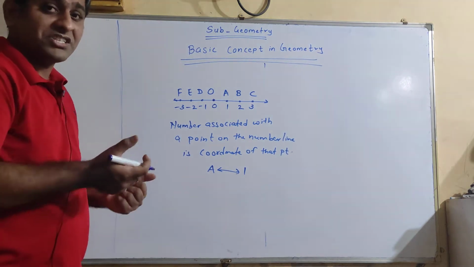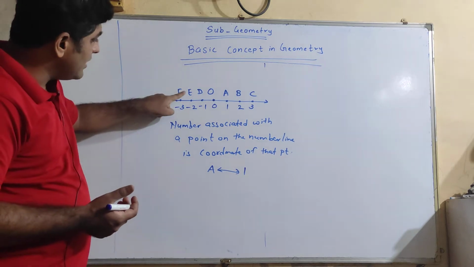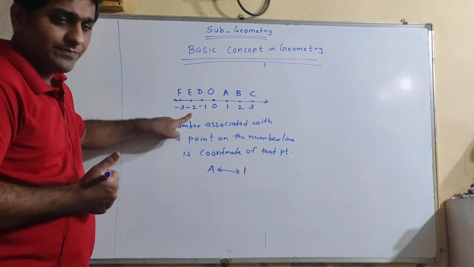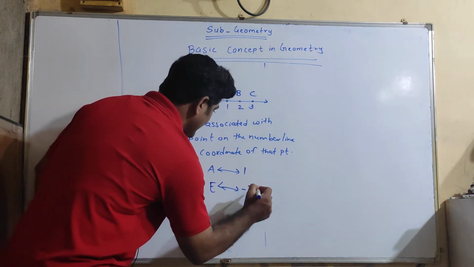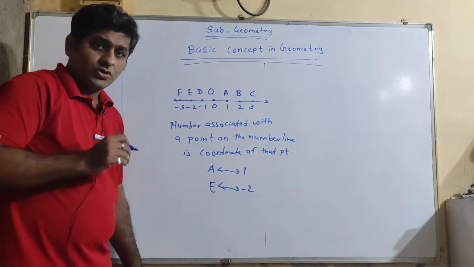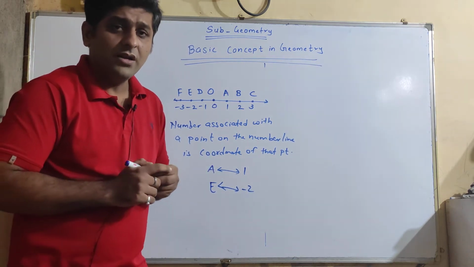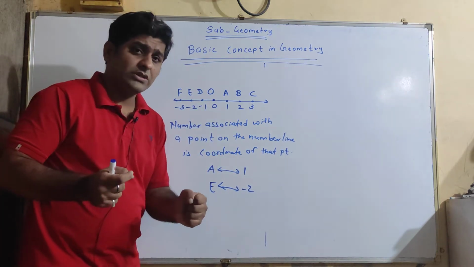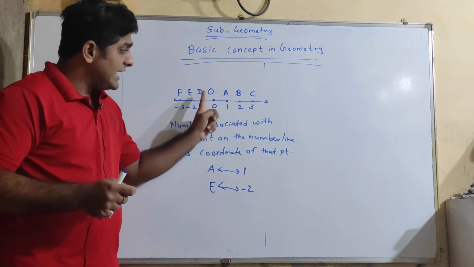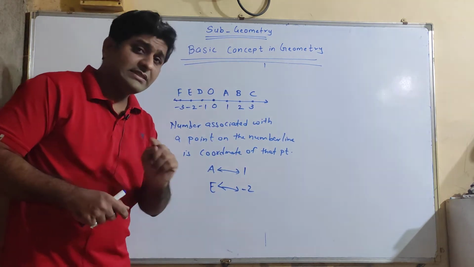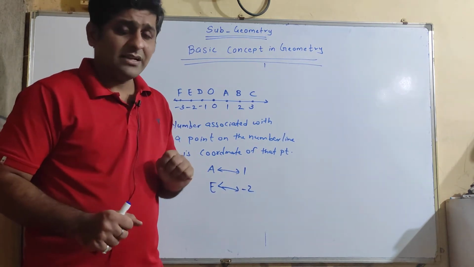Similarly, if a question is asked, what is the coordinate of point E? So what I have to think, what is a number that is associated with this point? So point E, coordinate. So we can write this as E is minus 2. So this is how we can understand about a coordinate of any particular point. So what exactly is a coordinate, students? The number which is associated with any point on the number line is called the coordinate of that point. Is it clear, students?